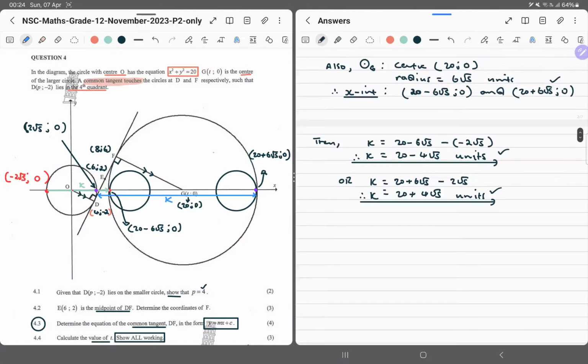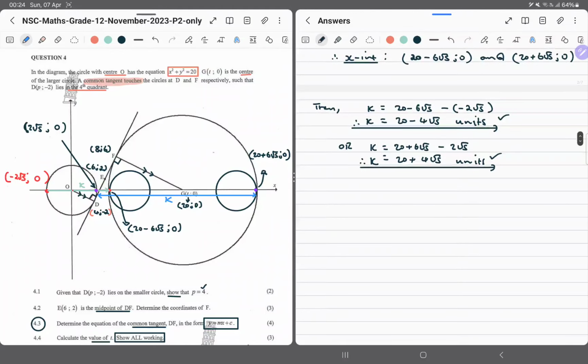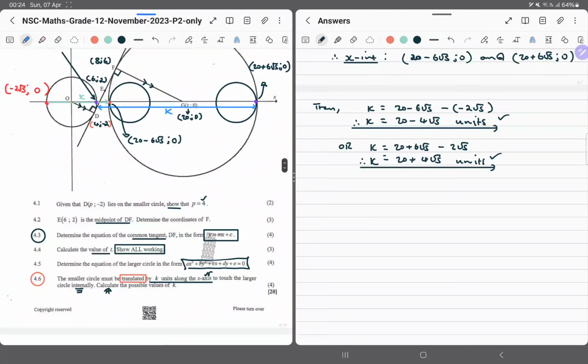Now, this is easy. How else could you do this question since we are doing translation? You could easily do it the long route. Now I'm just going to quickly show it.